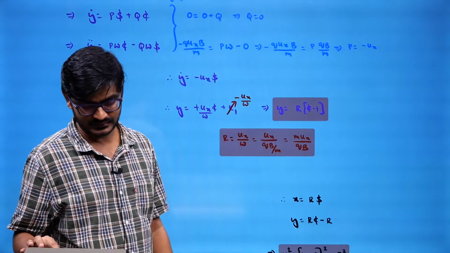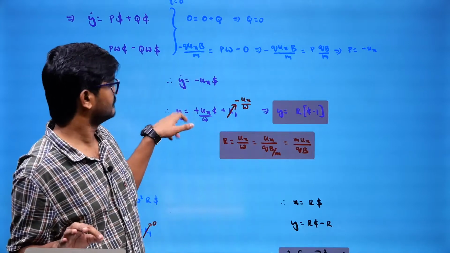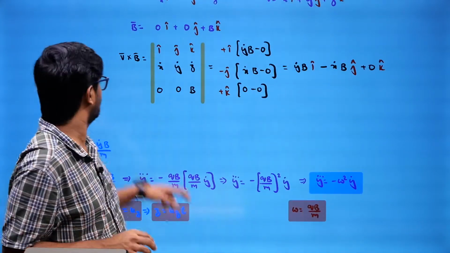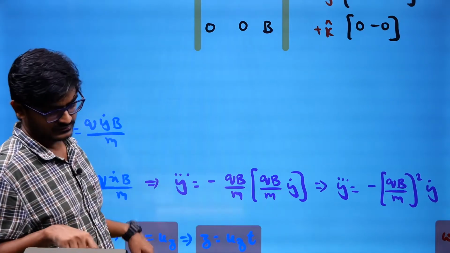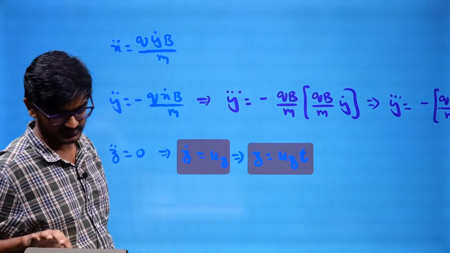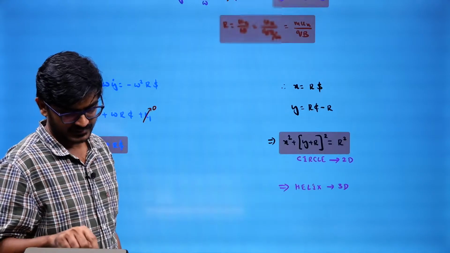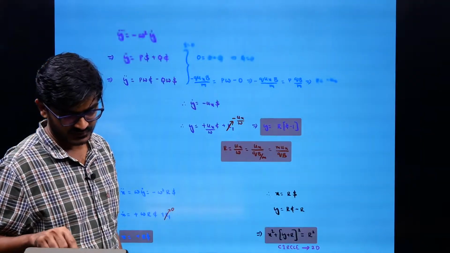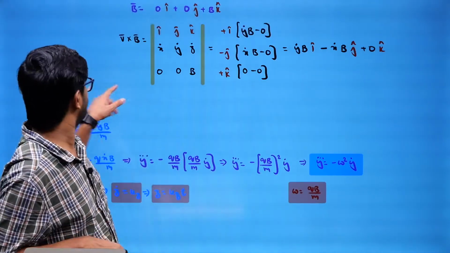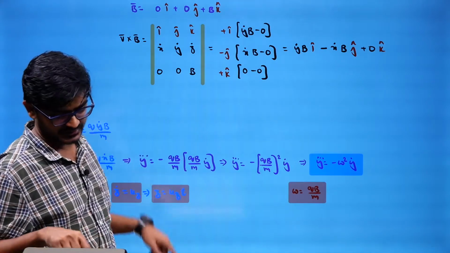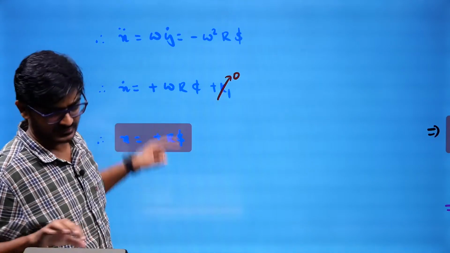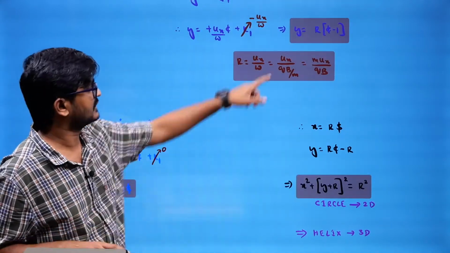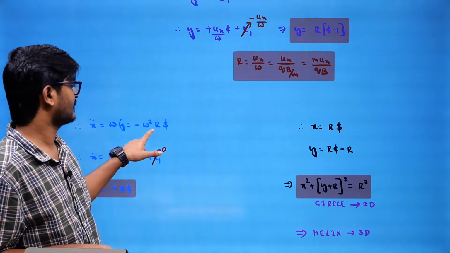Now I got y, but I need x also. So what will I be doing? I will take this equation and try to solve it. So x dash equal to qb by m into y, which is omega into y. So x dash equal to omega into y. Now y, what I did? I substituted y from here, and I got some result.